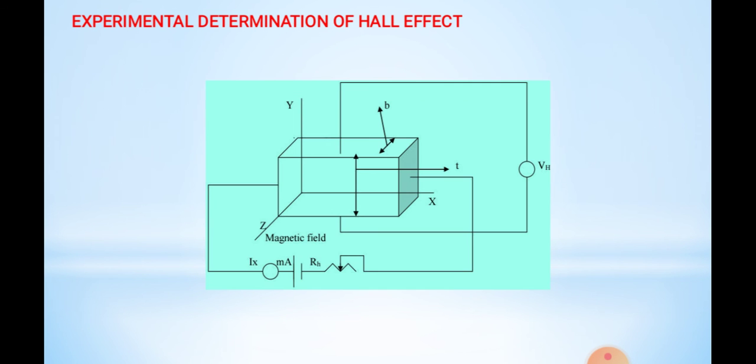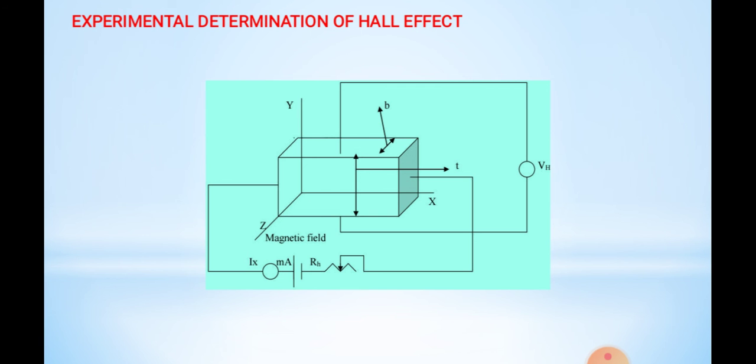Next we move on to the next topic, the experimental determination of the Hall coefficient by using the Hall effect. For this we consider the same rectangular specimen, as shown in this diagram, and we give current along the x-axis. To produce current along the x-axis, this specimen is connected with a battery. Nearer to the battery we have a milliammeter, mA, which is used to measure the current value, and we have a rheostat for adjusting the value of the current.